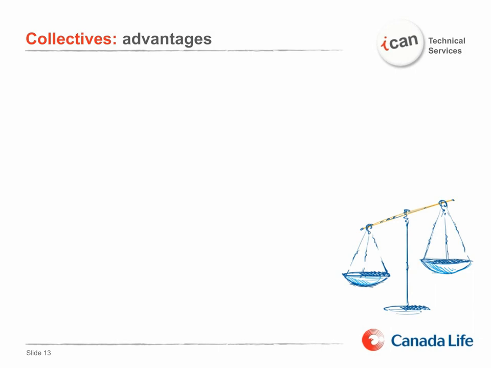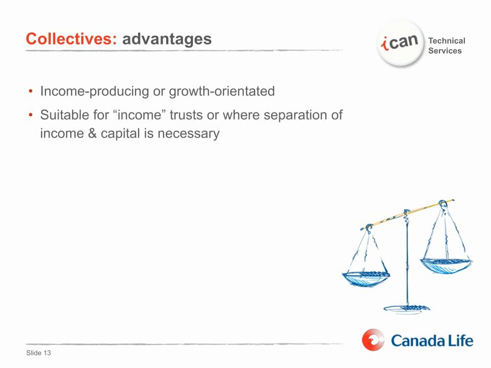Let's look at their advantages. An obvious advantage is that they can produce income or capital appreciation, or indeed both. The client actually sees something coming out of their investment and may feel psychologically comfortable about that. Therefore, if we're looking at a trust that requires income to be paid, say to adult beneficiaries, or a situation where a separation of income and capital is required, clearly a collective could be appropriate.